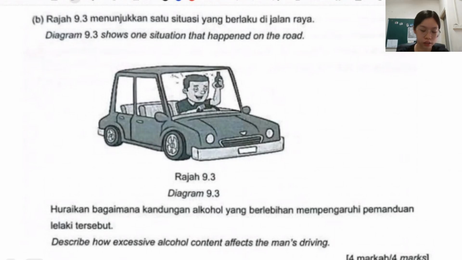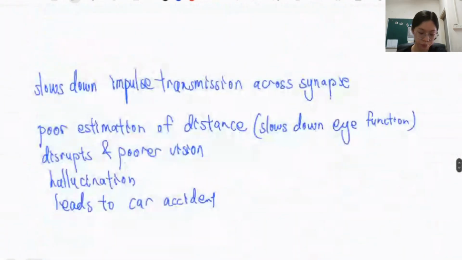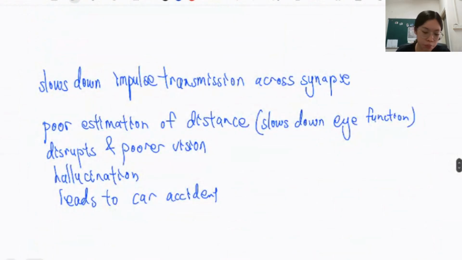So, it affects the man driving. If you notice just now, the depressant, right? An example is alcohol. It will make you not conscious of what you are doing if you consume alcohol. The reason why you are not really conscious is because it will slow down your nerve impulse transmission. So this is how you explain it. Alcohol slows down impulse transmission across the synapse.